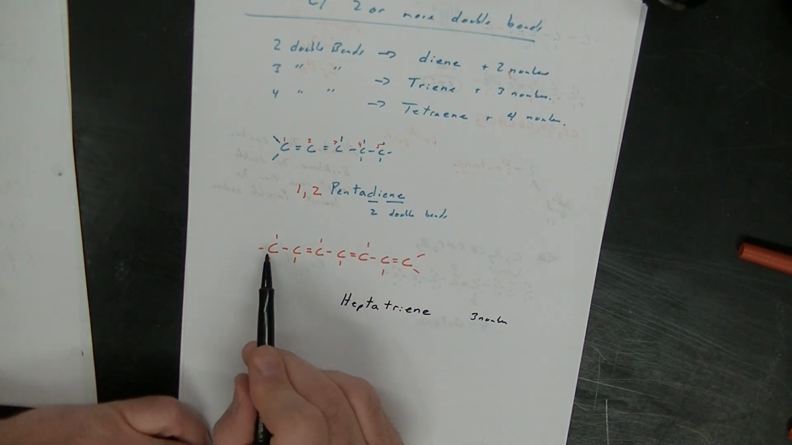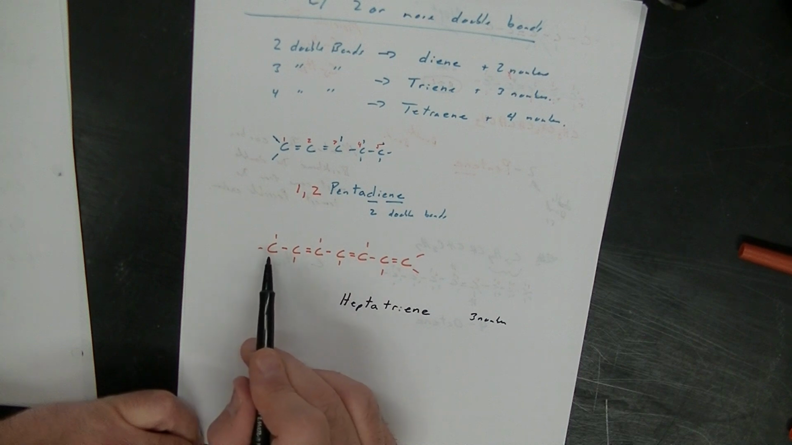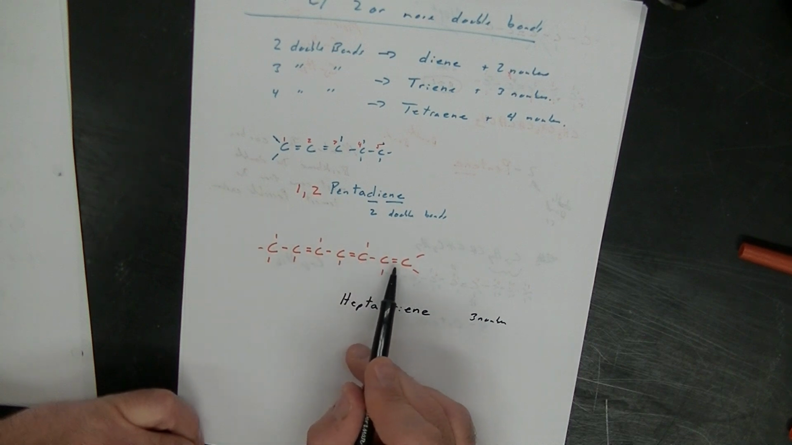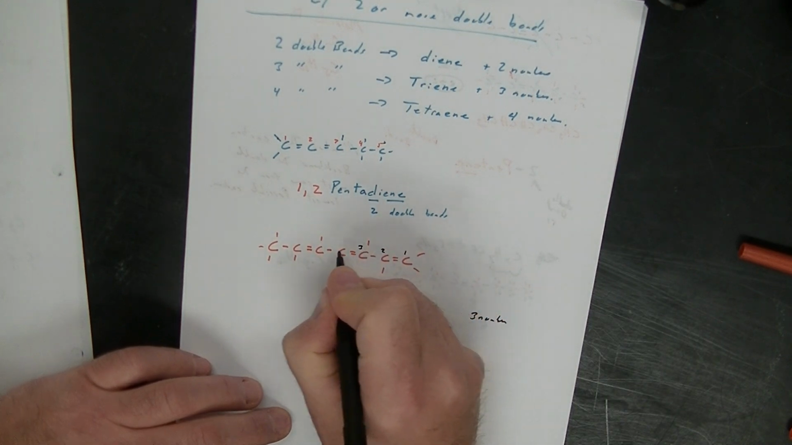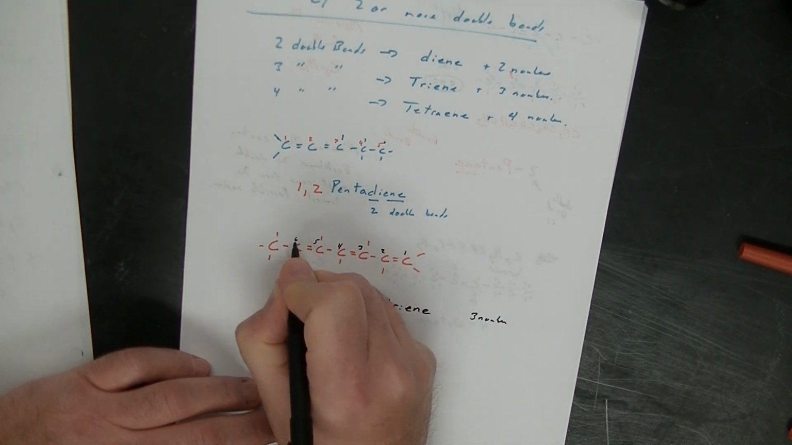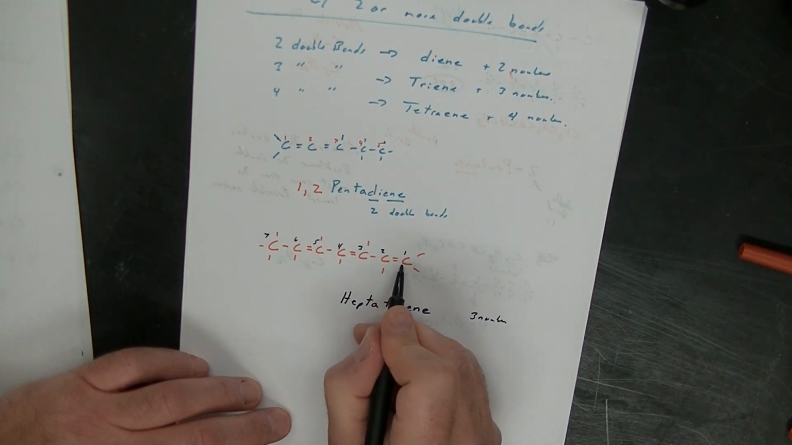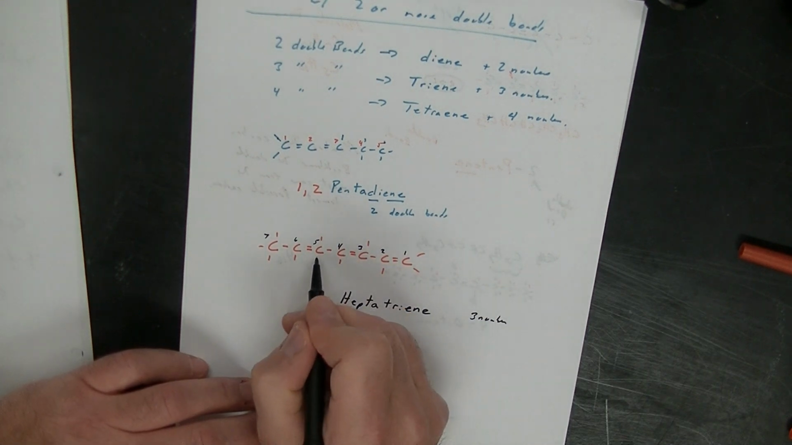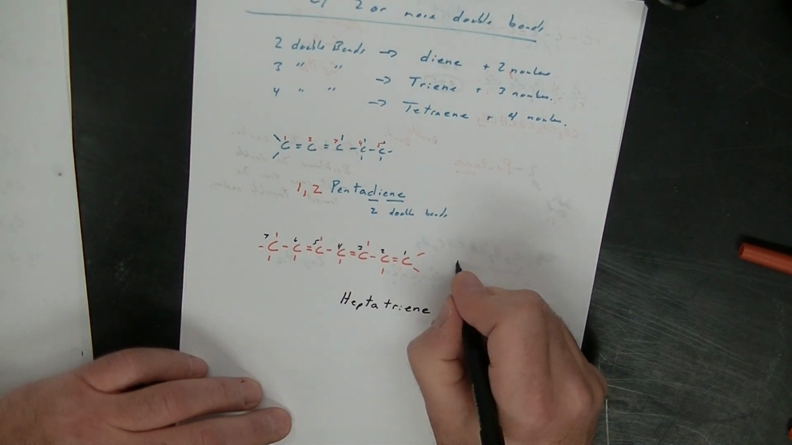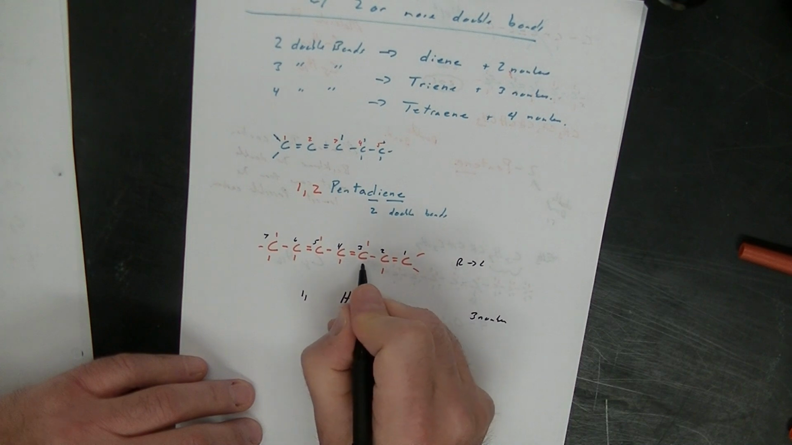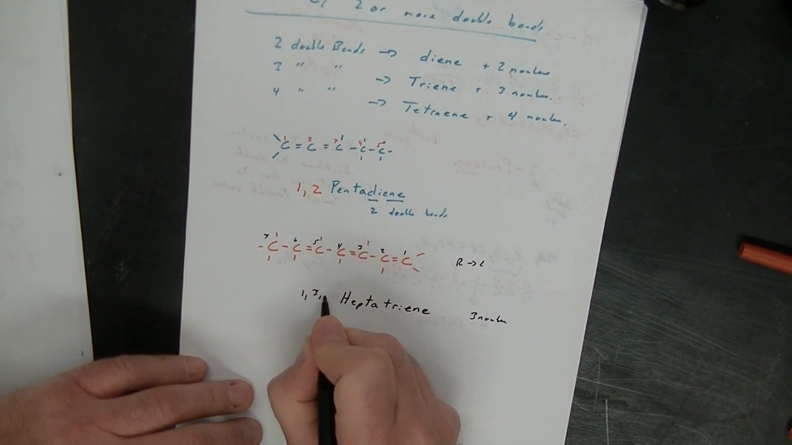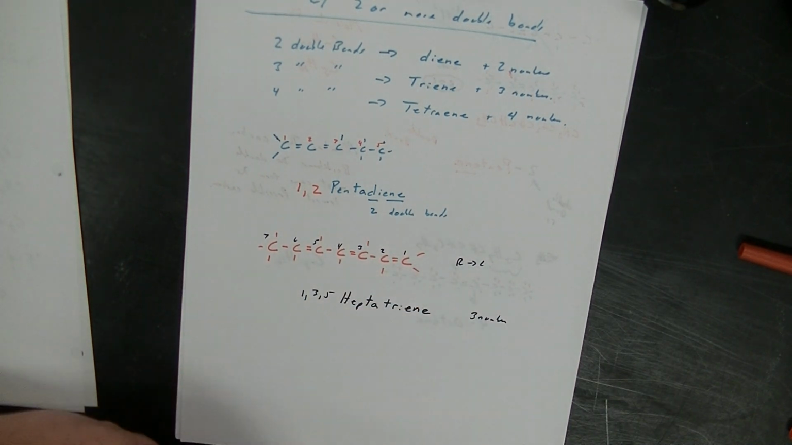All right, so how am I going to number it? Left to right or right to left? Well, if I go left to right, it's 1, 2, 3, 4, 5, 6, 7. Right? And I got this thing coming off of a 6, or I could go 1, 2, 3, 4, 5, 6, 7. So then I would have one coming off the 1, coming off the 3, coming off the 5. So we would number this right to left. So this would be 1, comma, 3, comma, 5, heptatriene.